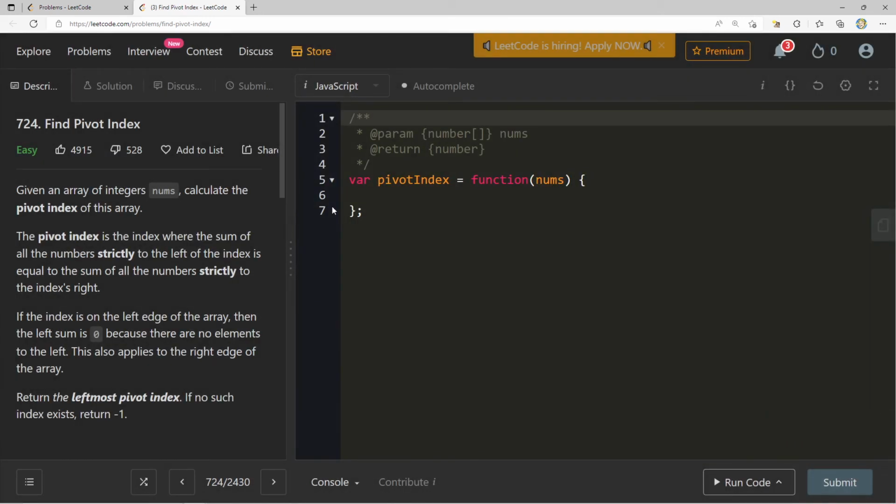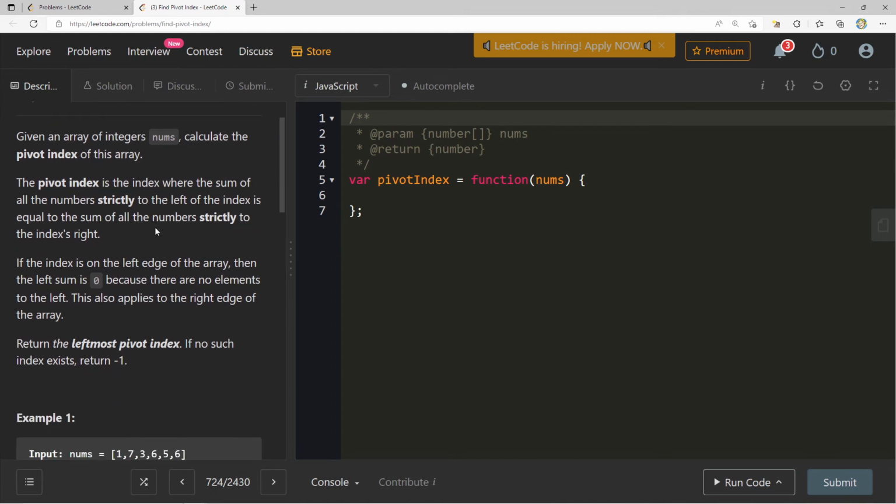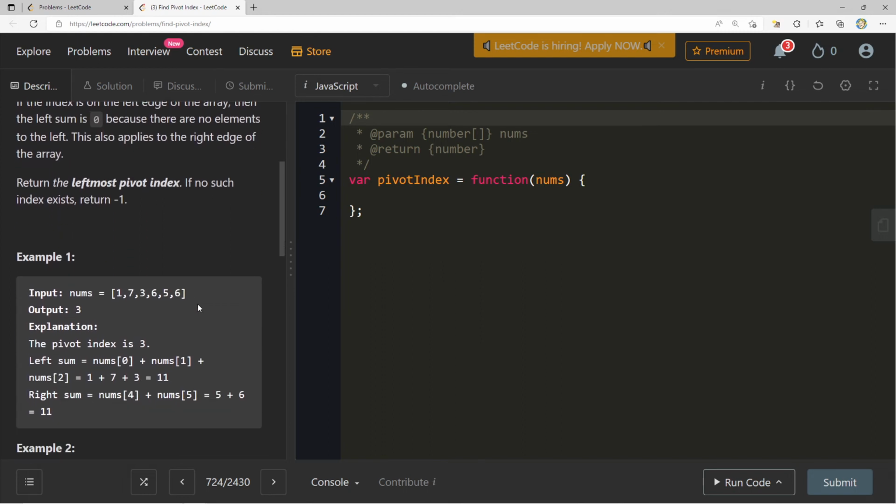Given an array of integers nums, calculate the pivot index of this array. The pivot index is the index where the sum of all the numbers strictly to the left of the index is equal to the sum of all the numbers strictly to the index's right. Okay. I think I've definitely seen this question before. Pivot index is 3, 0, 1, 2, 3. 1 plus 7 plus 3, which is 11, is the same as 5 plus 6.